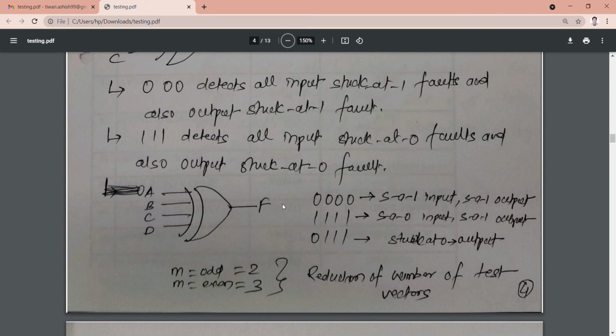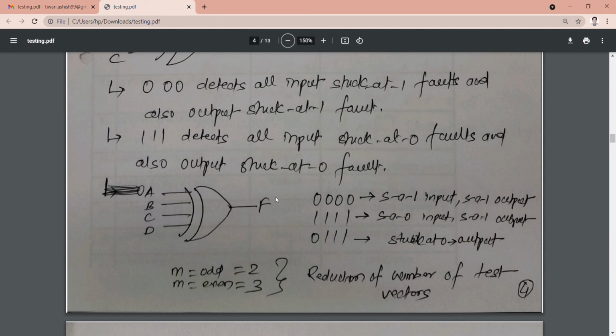So this 0 1 1 1 is not the only combination. You can also use 1 0 1 1, or 1 1 0 1, or 1 1 1 0. Meaning any one of the inputs should be 0 to test the stuck at 0 at the output.